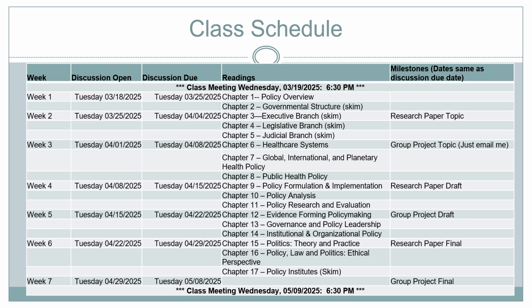So this is the class schedule for the 7 weeks of this class. We'll be having a class meeting on the 19th at 6:30 p.m. and another class meeting on May 9th at 6:30 p.m. The first meeting will be going through what we're looking at in terms of setting the table for the course itself. And then the last meeting will be where we go through the group project presentations. So that gives you an idea on this.